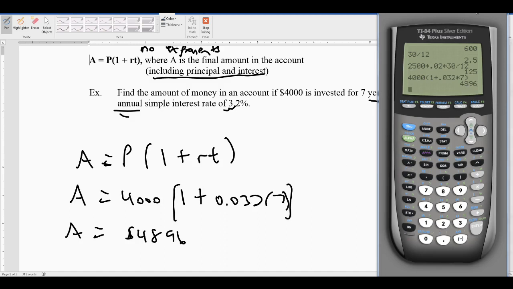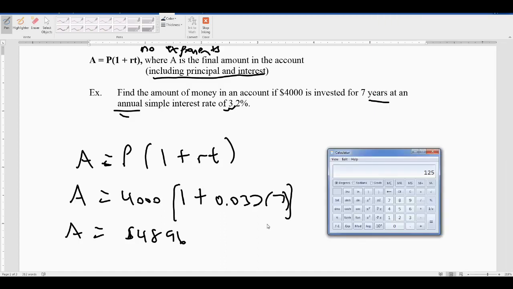Now if I'm going to use a scientific calculator, I have to be kind of careful. I've got to do my order of operations. So I want to do the 0.032 times 7 first, and then plus the 1, and then times that by 4,000. So be careful with that one.